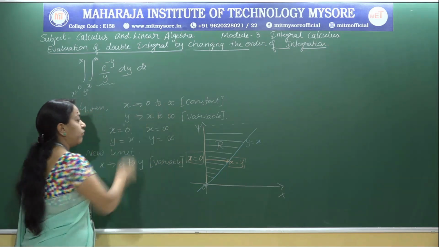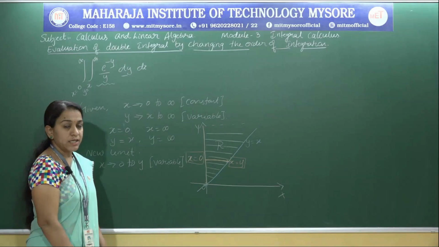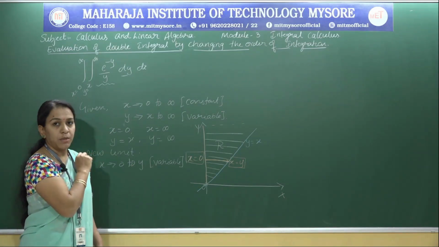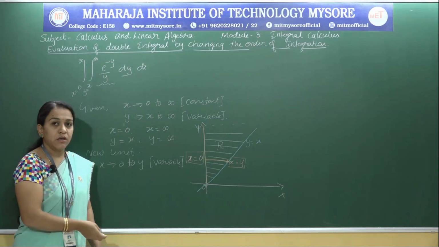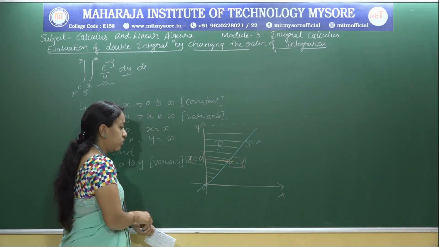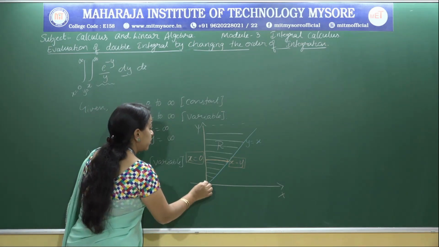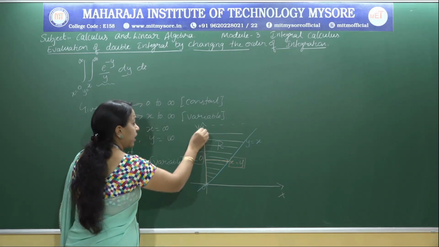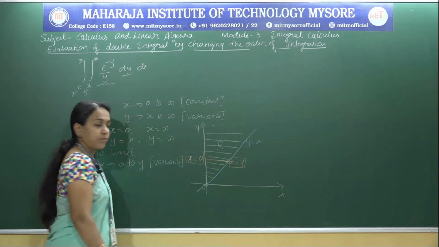So, we change x, which was given as a constant limit, to a variable limit. Now, how do we consider the y limit? Of course, the y limit is also considered in the bounded region itself. That is, this is our y limit. So, the y limit is considered on the y axis.